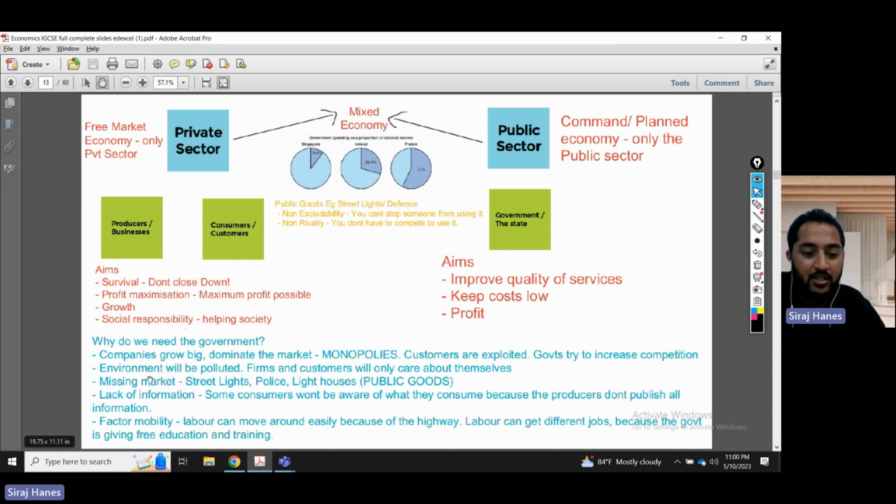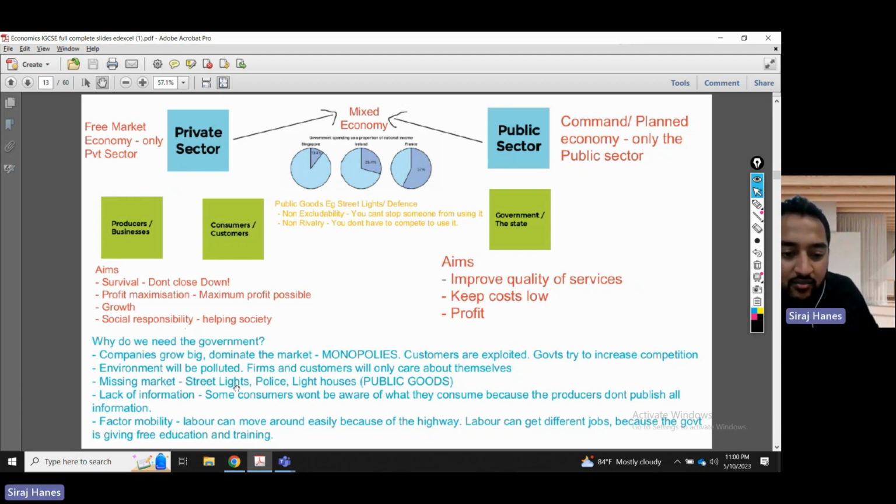Missing markets. If the government was not around, there would be no street lights, there'd be no police, there'd be no lighthouses. These are called public goods. A little note up here about public goods. Public goods have the characteristics of non-rivalry and non-excludability. Non-excludability is that you can't stop someone from using it. There's a street light in front of my house. I can't tell the person, I'm sorry, don't use it. That's my street light. No, it's not. It's anybody's. You can't stop people from using it. Non-rivalry. I don't have to run there to compete to use it. It's there for everyone. Same with the police. There's no rivalry for it. You can't stop people from using the police.